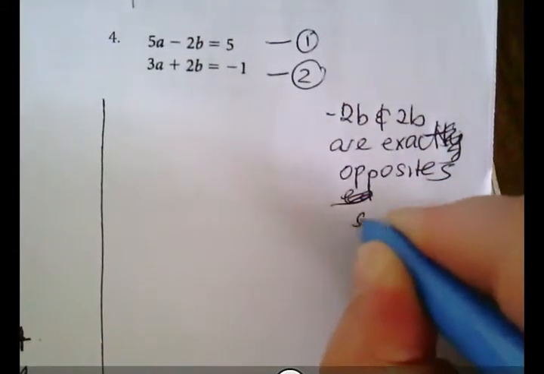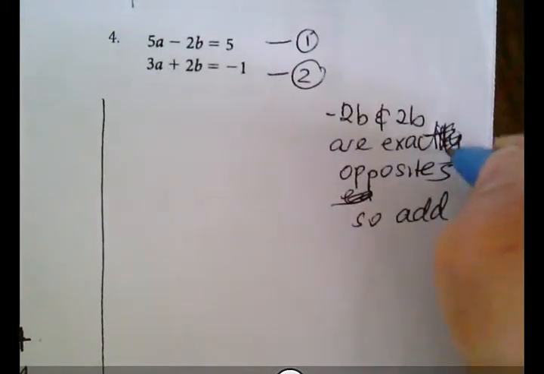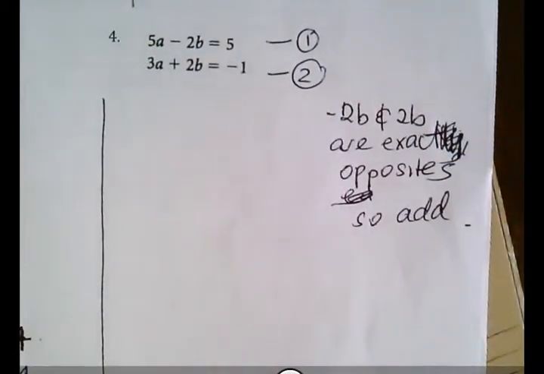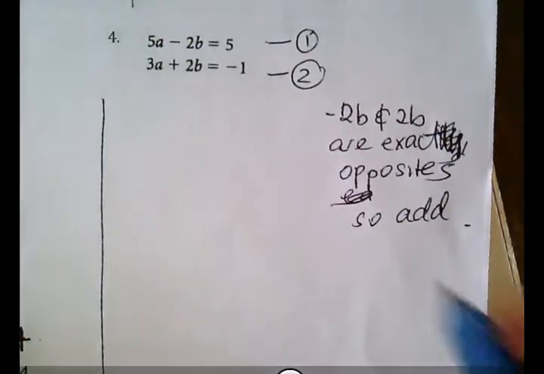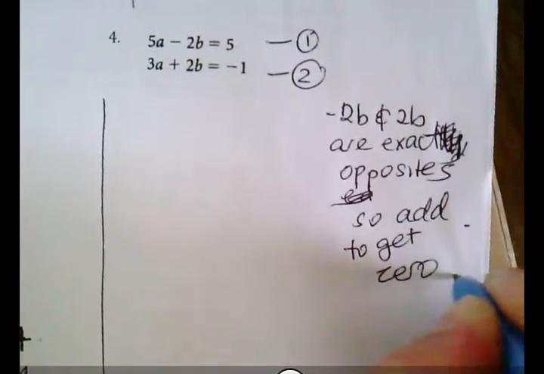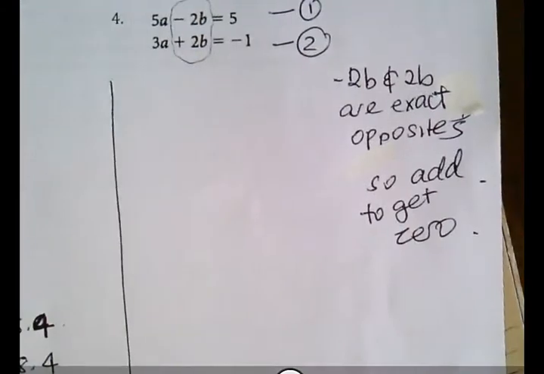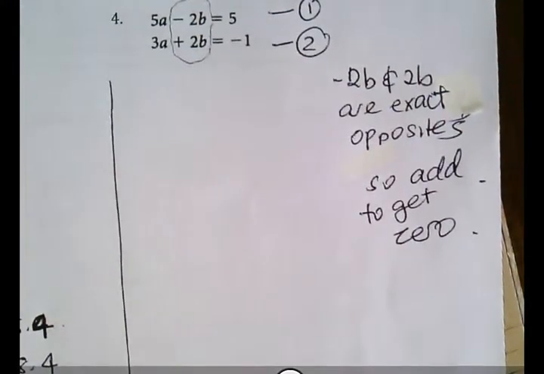So we add. Sorry girls, that's a bit messy. So negative 2b and plus 2b are exact opposites. If you add two things that are exact opposites, you get 0. So add to get 0. Remember, we're trying to eliminate.